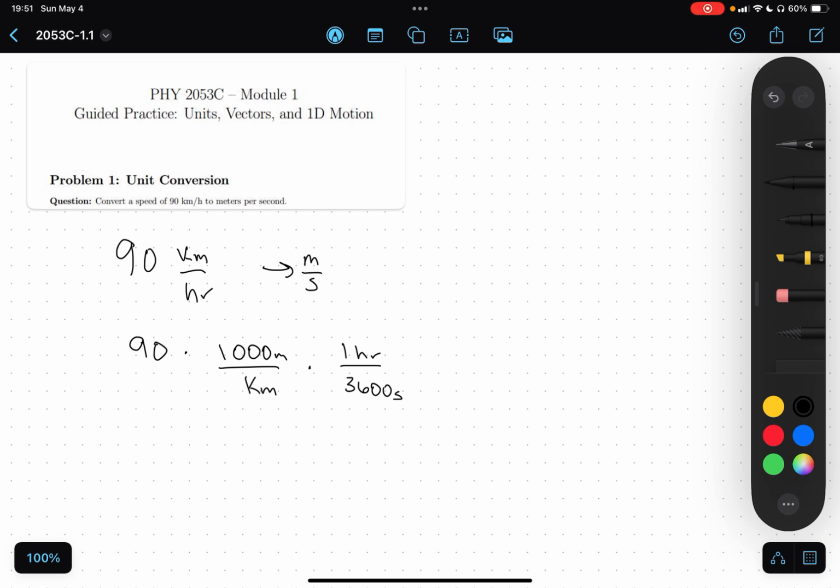So we have basically one on bottom, one on top here. We can cancel those two out. And that means we're going to be multiplying our 90 kilometers per hour by 1,000 meters over 3,600 seconds, which is going to give us 25 meters per second.